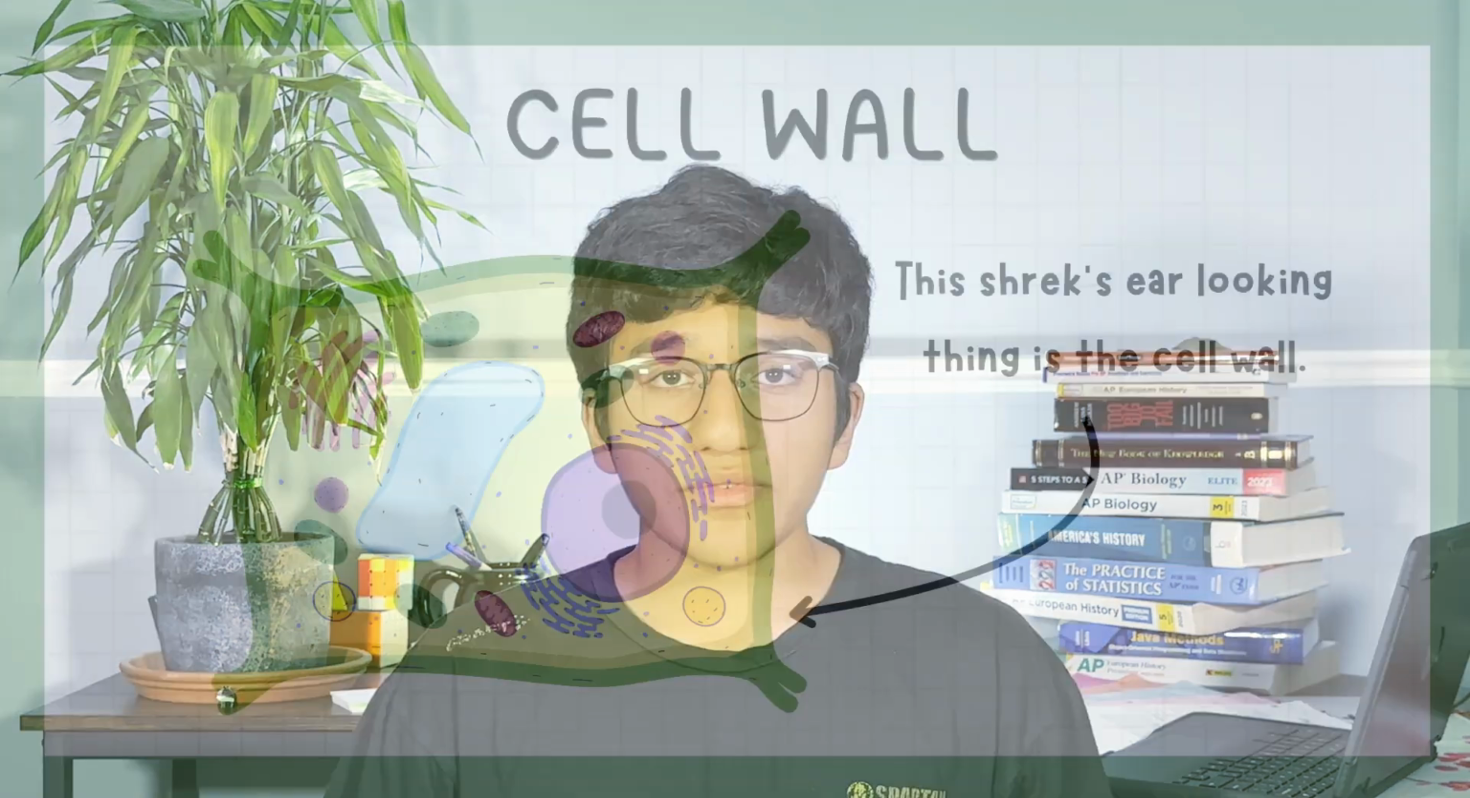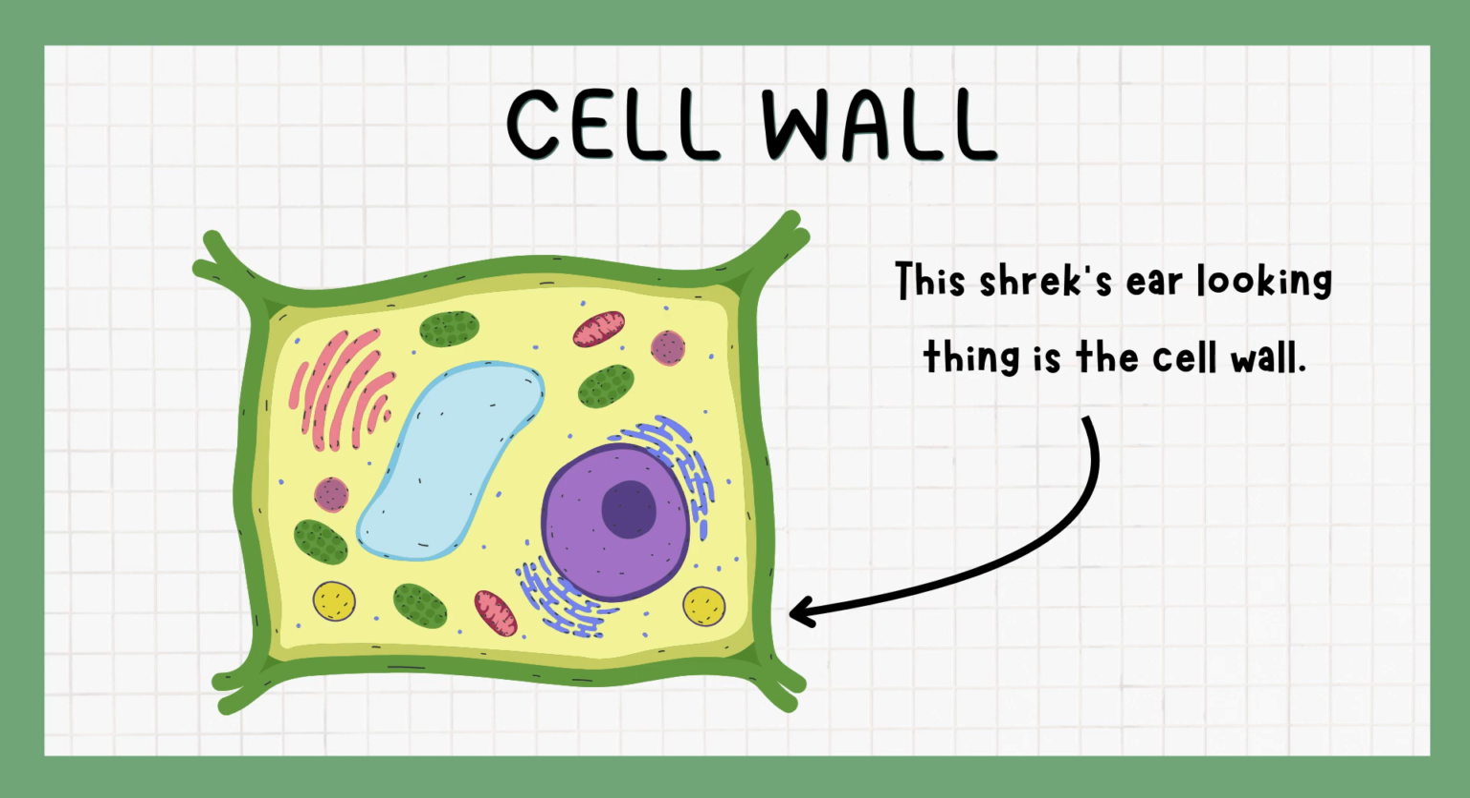Lastly, in plant cells, there are cell walls, which give structure to plant cells. These are needed because plants don't have bones like animals do. And that's all for the cell membrane.